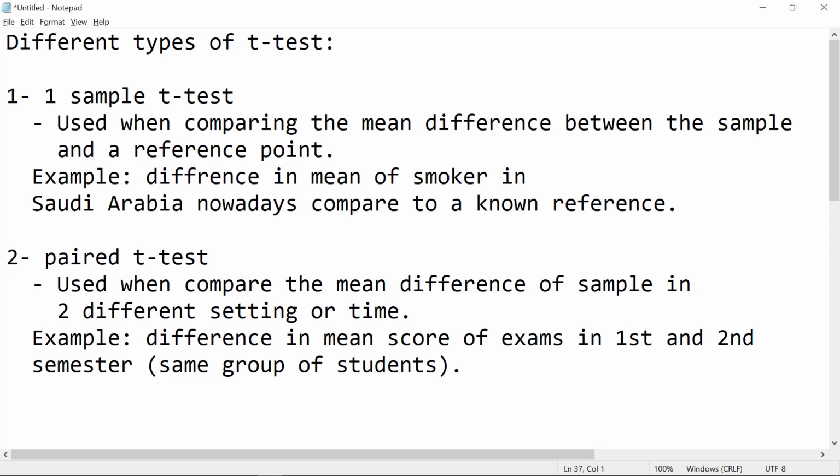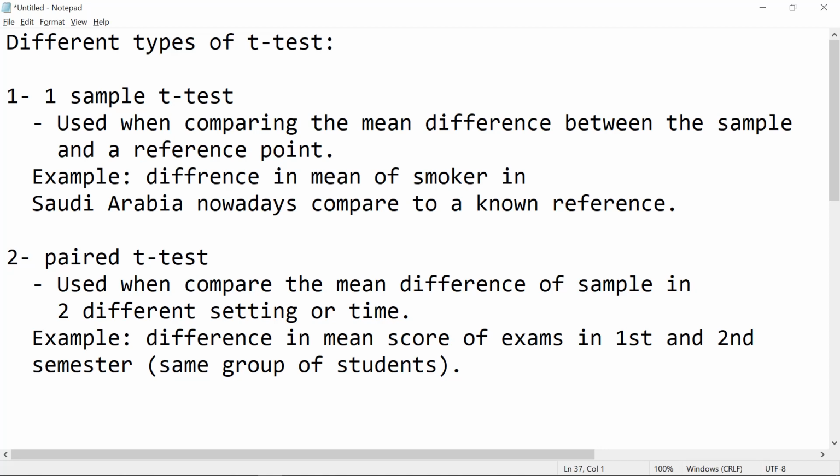Hi everyone, in this video we are going to cover the different types of t-test. We have three types of t-test and we will emphasize the last one. The first one is one sample t-test. We use this kind of test when we are comparing the mean difference between the sample we have and the reference point. For example, if you want to compare the difference in mean of smokers in Saudi Arabia nowadays to another reference point we have, we can use this kind of test.